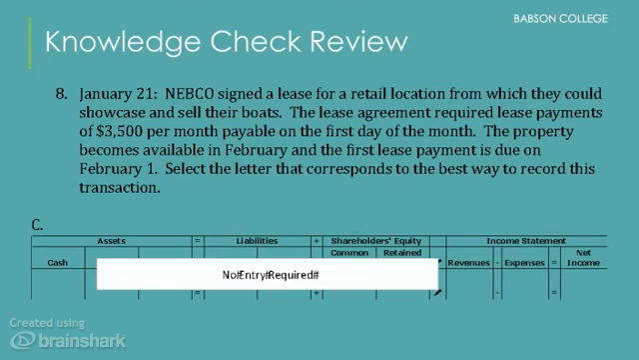All right, if we had gone ahead and made a $3,500 payment, then we would record that. We would reduce cash and show it as some sort of prepaid rent as an asset account. But until we do that, no entry is required.